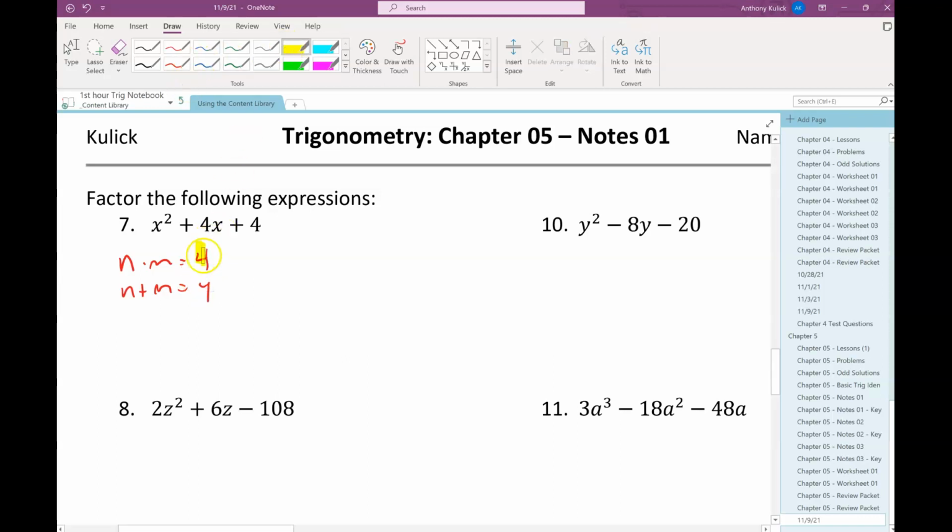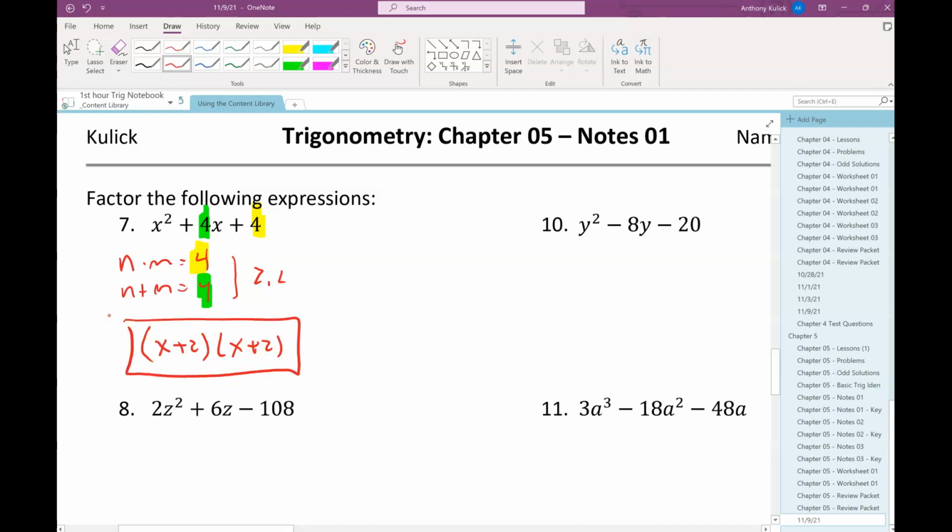And here, since they're both the same number, we'll color code. So what two numbers multiply to give us 4 and add to give us 4? 2 and 2, right? So that allows us to go straight to the factored solution, x plus 2 times x plus 2. Done.